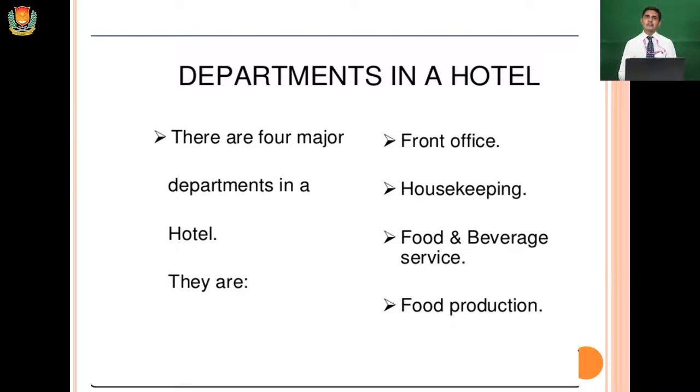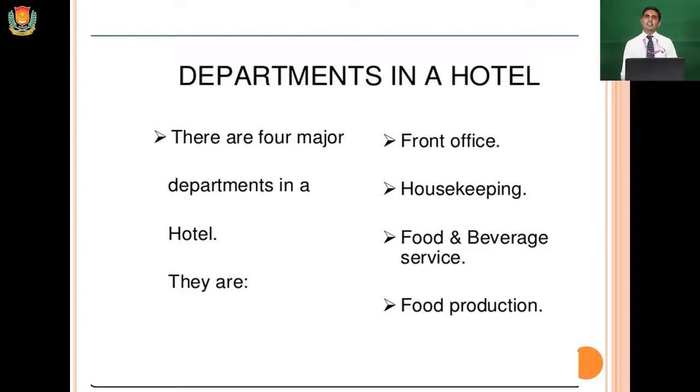Apart from that, we also have back supporting departments. Those are supporting these 4 major departments. The back supporting departments are the Human Resource Department, the HR Department. The HR Department is responsible to recruit staff members and make the salaries. The second is the Finance Department. The Finance Department is responsible to prepare the bill of the guest, make the salary of staff members, and whatever revenue is generated, making the budget, calculating the budget, everything comes under the Finance Department.